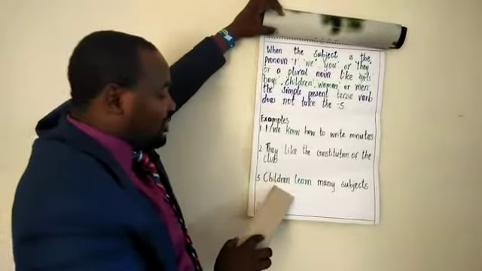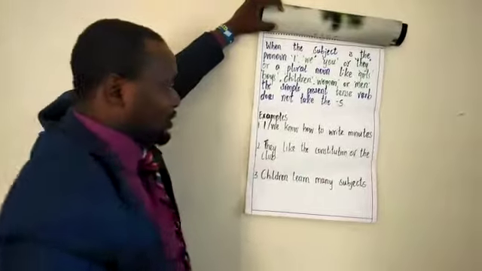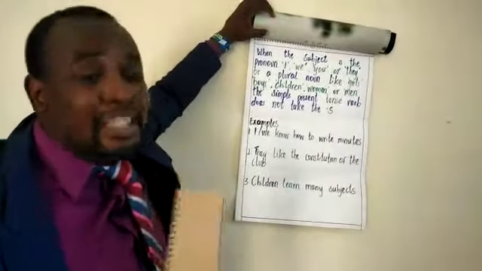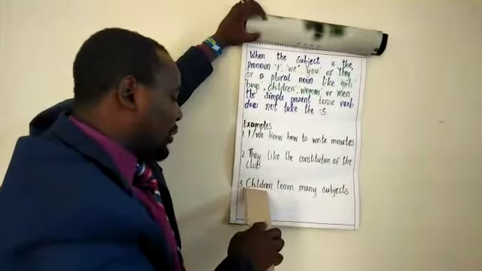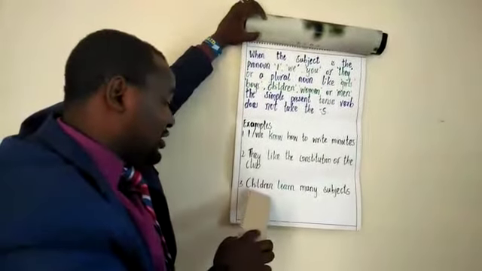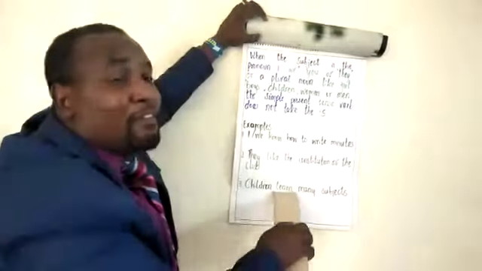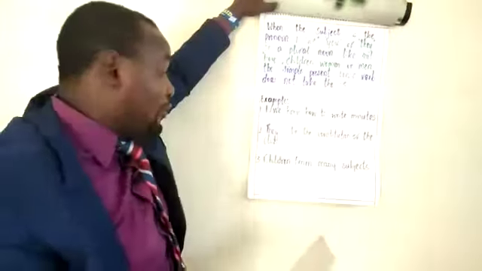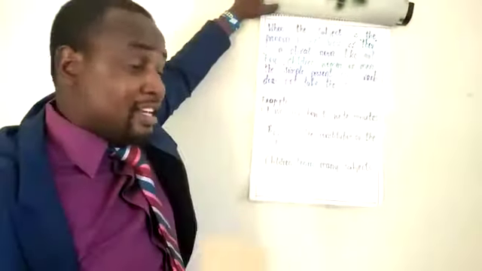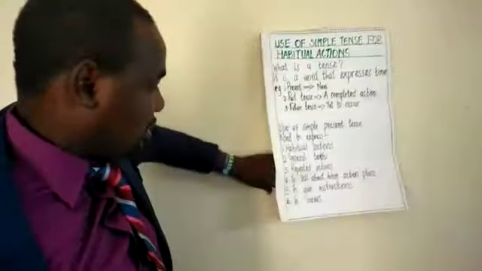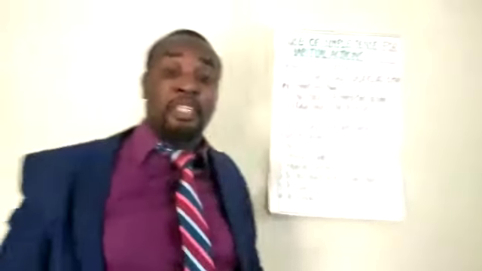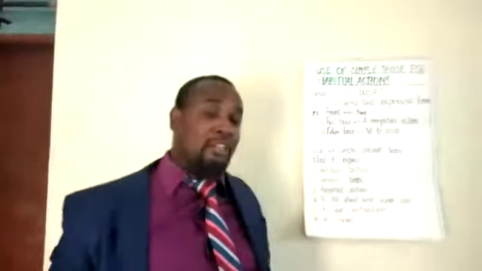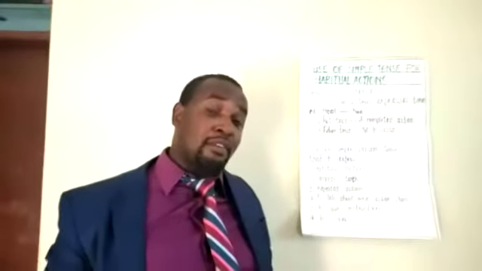Number 3, children learn many subjects. Can we say that? Children learn many subjects. We don't say children learns. This is plural. What about if it was child? If it was in singular, then the verb would have taken the s. But if it is in plural form, we say children learn many subjects. Girls and boys, use of simple present tense for habitual actions.